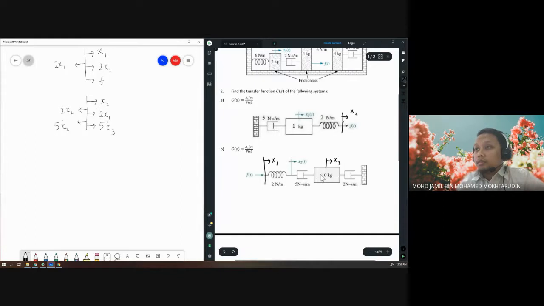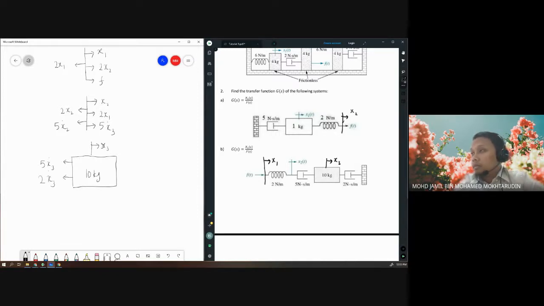And lastly, the box. On x3 we have a damper of 5 Newton second per meter and another damper of 2 Newton second per meter. So there are two dampers. The first one is 5x3 dot and the second one is 2x3 dot. And then the first damper, 5 Newton second per meter, is connected with x2, so we have 5x2 dot. And then the second damper, 2 Newton second per meter, is connected with the wall, so there is no forward force. And here x3 has mass, so you need to consider the inertia: 10x3 double dot.